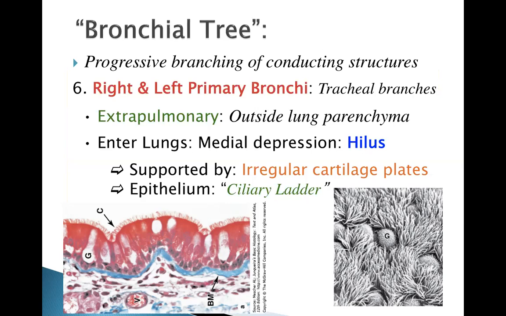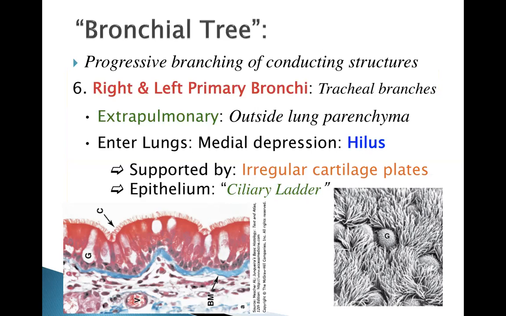We're going to continue to have the ciliary ladder. So when we look at the mucous membrane, we're still going to see it dominated by columnar epithelial cells with cilia. The farther we go in, we're going to see this sort of progressive decrease in height of the ciliated cells.